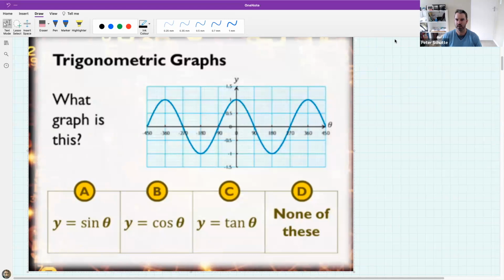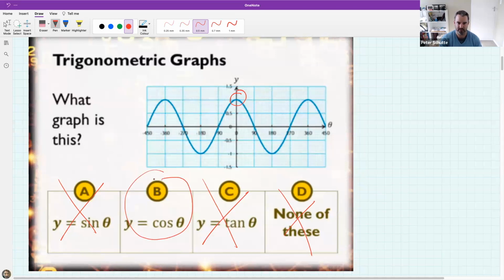So I see the answers are coming in thick and fast. And the thing that is really important to recognize is that this graph is starting at 1, going down to 90. So it's not going to be the sine graph. It's definitely not the tan graph. So the answer must be B. Cos, and you can kind of see how, because it drops down first.